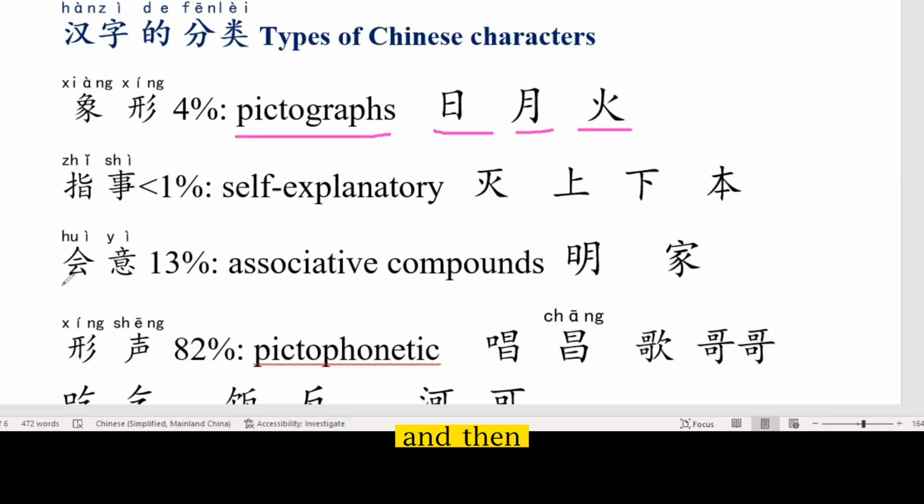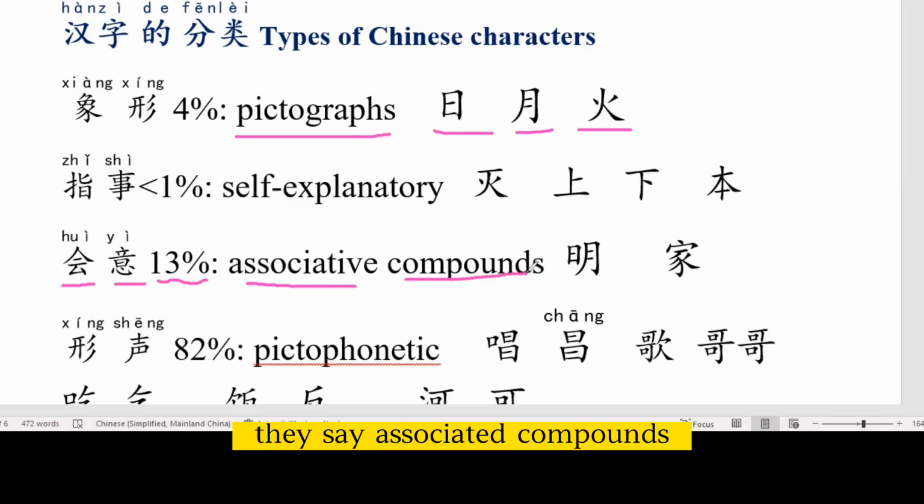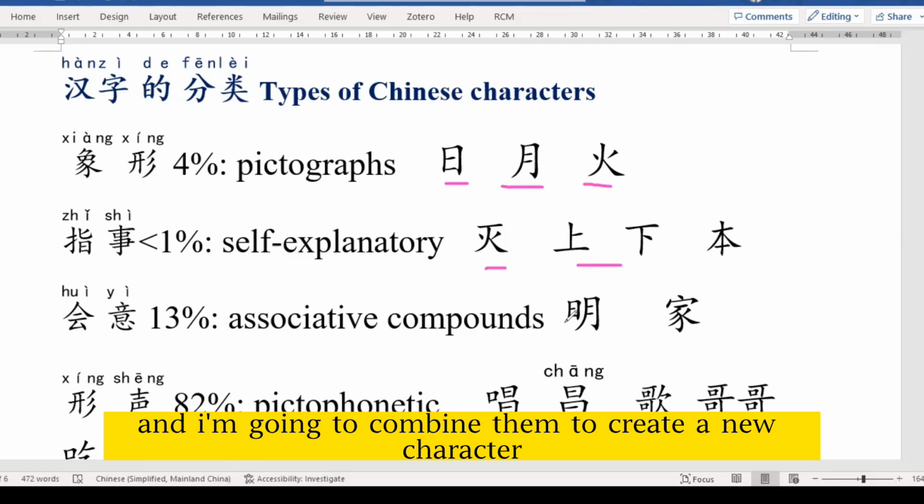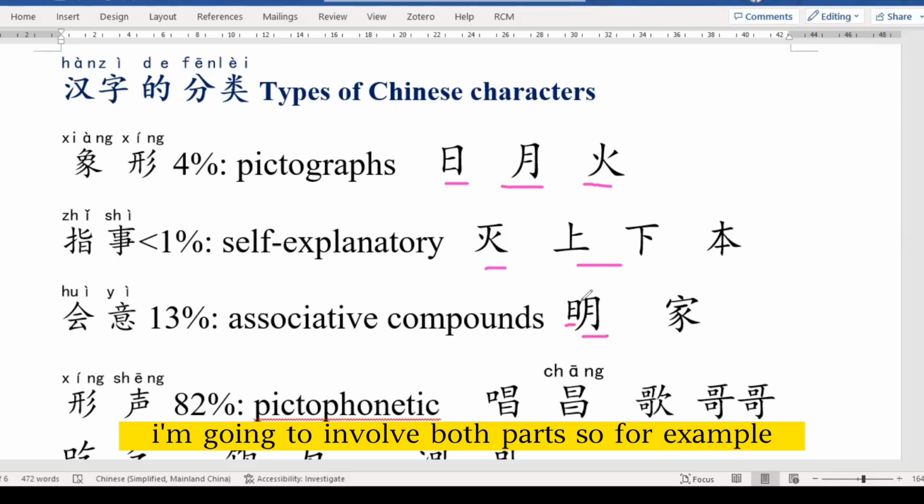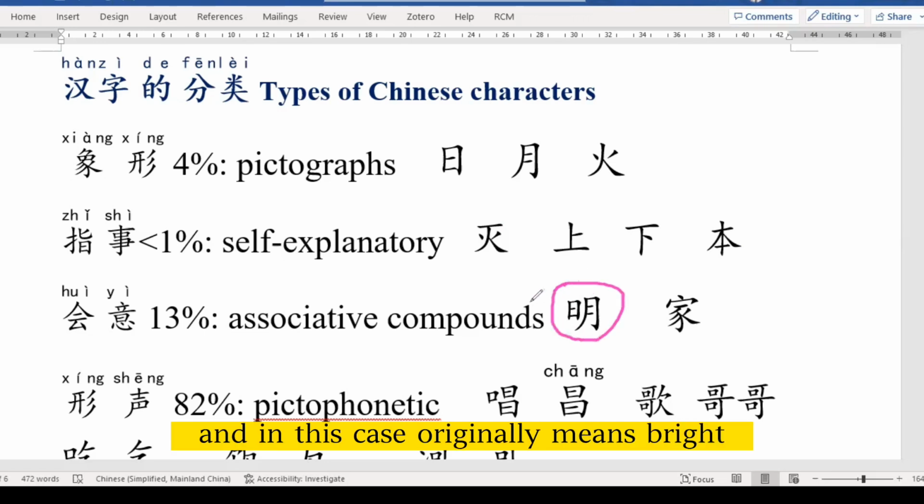And then we have 会意. About 13% is 会意, and 会意, they say, is associative compounds. That means we have those simple characters here and there, right? And I'm going to combine them to create a new character, and when I combine them, I'm going to involve both parts. For example, this character here is Ming, and Ming, in this case, originally means bright. How can we show bright? Let's get some sun on the left, and let's get some moon on the right.